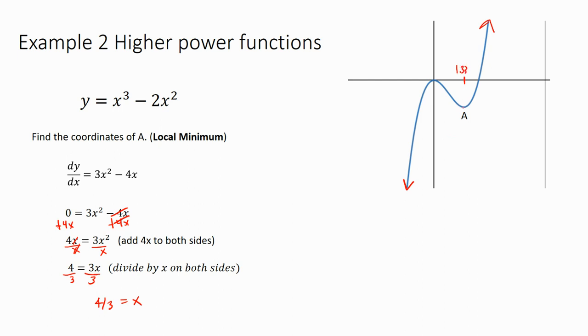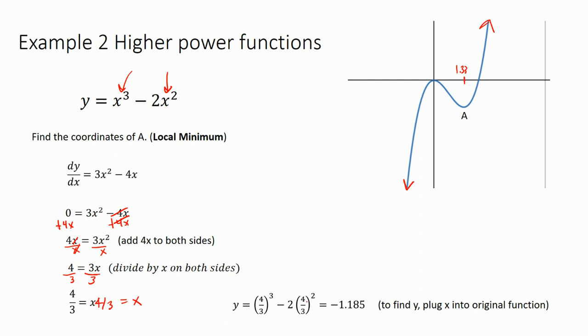Okay, and then to find the y coordinate, we plug that in for x into both spots. So I do that here, and sometimes we get some weird numbers with these cubic functions. So the y coordinate will be negative 1.185 if you plug the x into the original function. So we have coordinates 1.3 repeating, and negative 1.185. And I'll want you to write your answers as coordinates x comma y, like that.